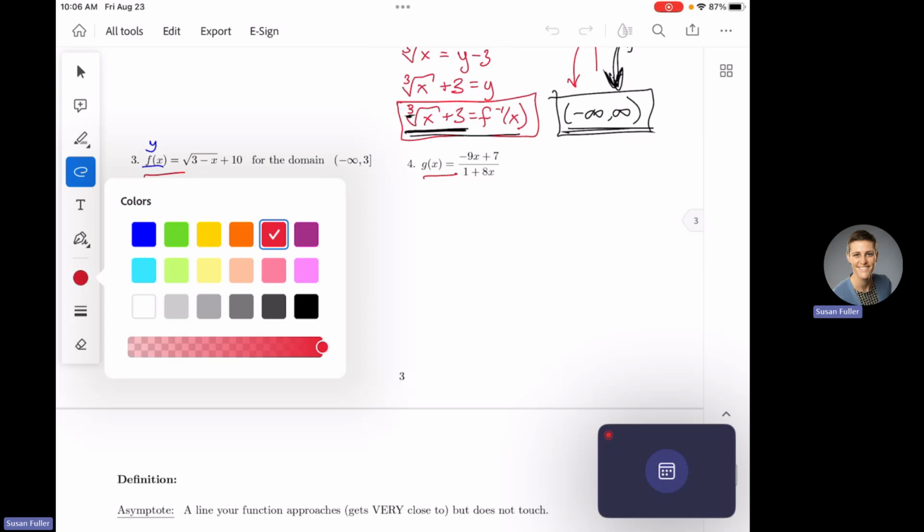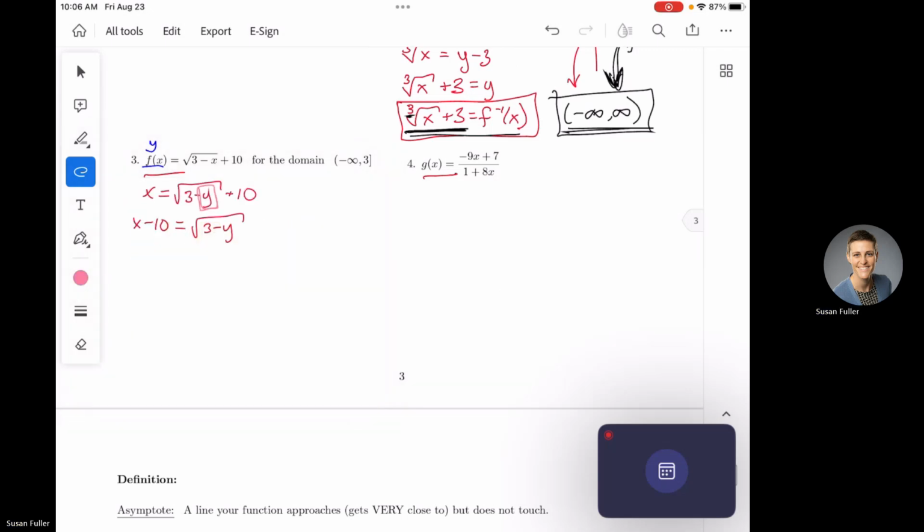And again, my goal here is to get this y by itself. I can't get the y by itself right now because it's stuck inside a square root. So I have to get rid of that square root. To do that, you're going to square both sides. So we are going to take this side and square it. And we also have to take this whole side and square it. Okay, so what we have now is x minus 10 squared is equal to 3 minus y.